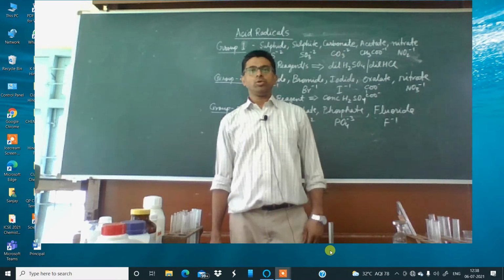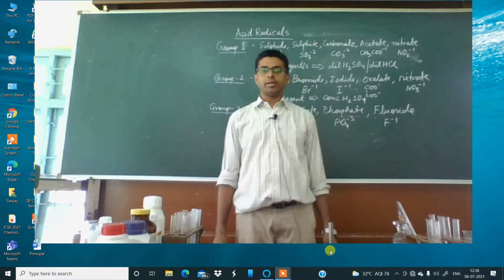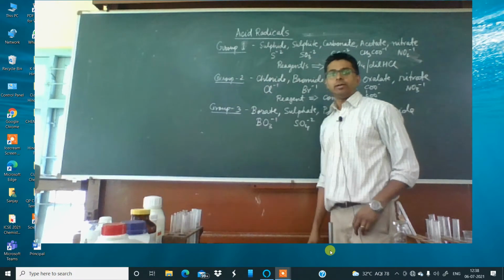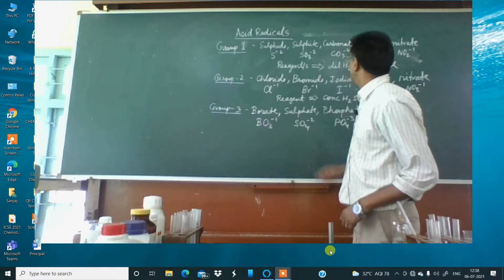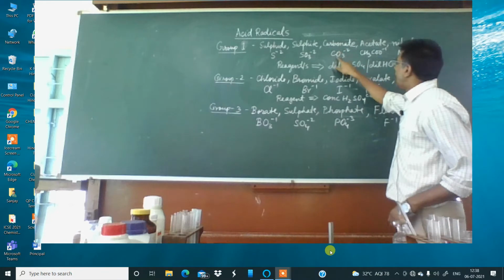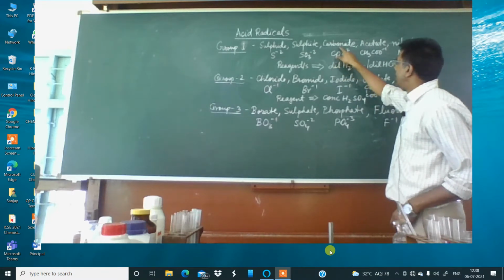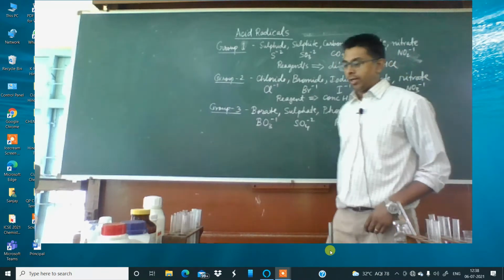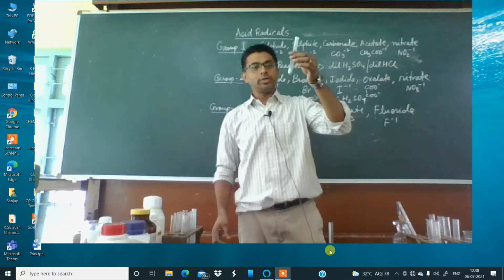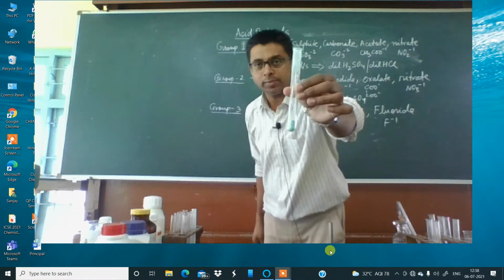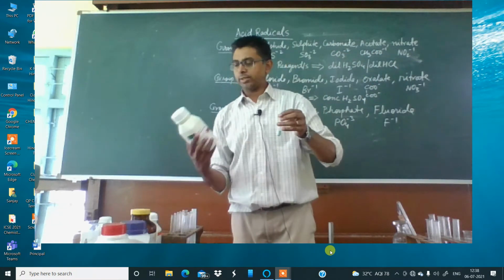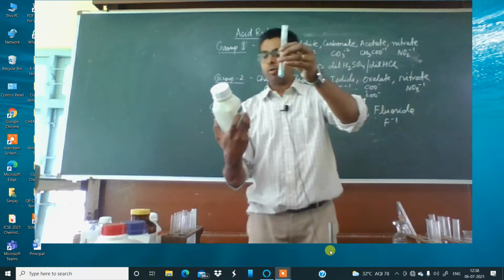Now let us go to the detection of acid radicals from group 1. The first acid radical from group 1 which I will show you how to detect and identify is carbonate ion, CO3 minus 2 ion. Now the carbonate salt which I have taken in this test tube is, you can see over here, basic copper carbonate.